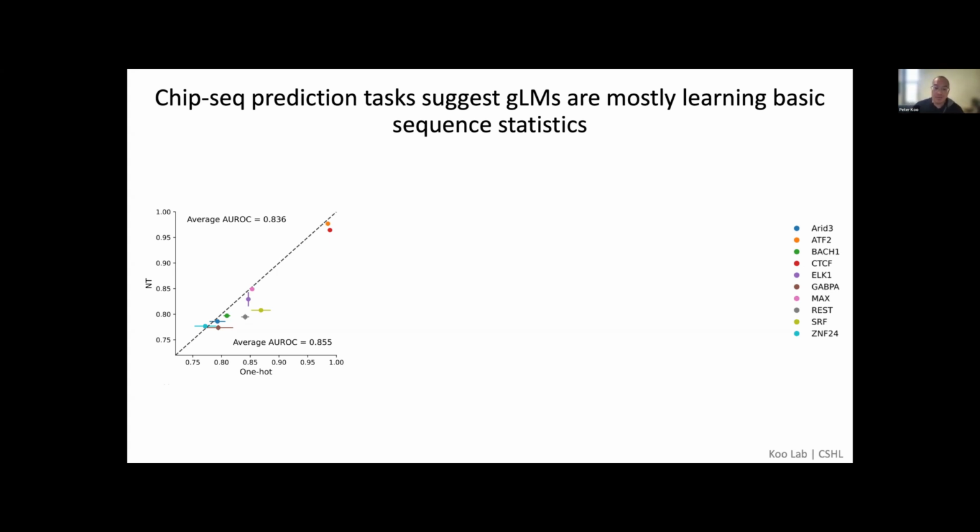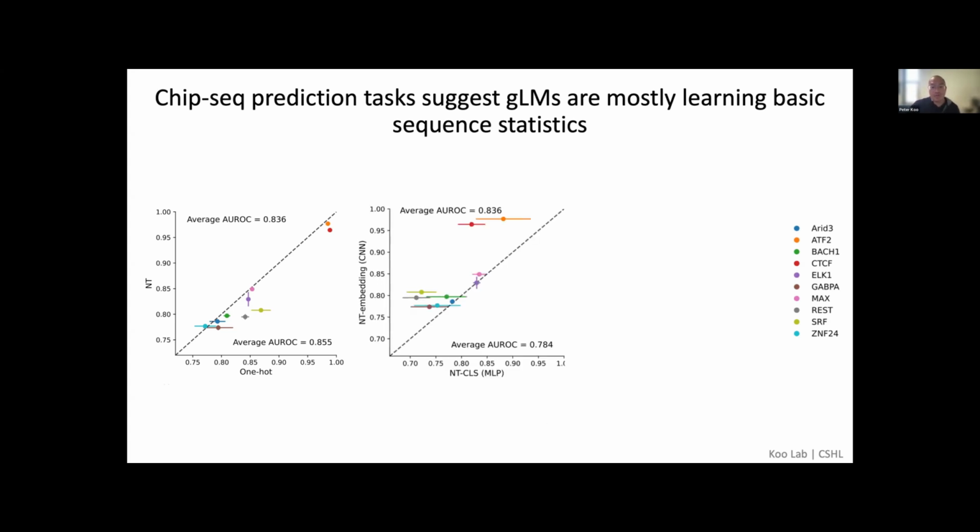Now, however, based on these results, it's not clear whether the gLM embeddings are learning important sequence statistics, such as motifs, or if the gLM embeddings are simply not losing too much information about nucleotide identity, which the downstream CNN is then able to learn motifs from. So to investigate this further, we compared the performance of MLPs trained using the CLS token, both of which summarizes the entire sequence.